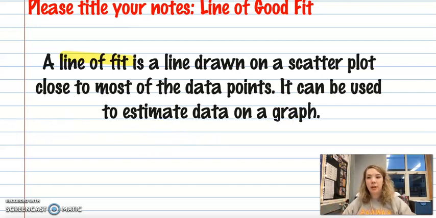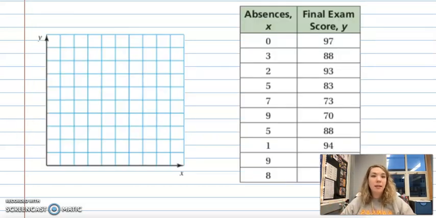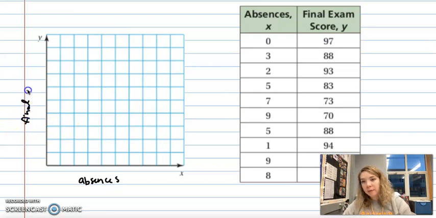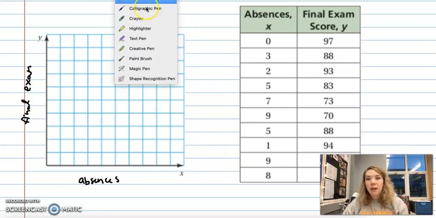So we're going to do a couple examples together today. So for this first one, we need to make the scatter plot before we can draw our line of good fit and make predictions potentially. So here, I am going to go ahead and label my axes. So remember, absences is X and final exam is Y. Their score more specifically, and yours is already labeled. Again, we're trying to make it a little bit easier on you by having it pre-labeled, but I still want you to know how to figure out the label if need be.